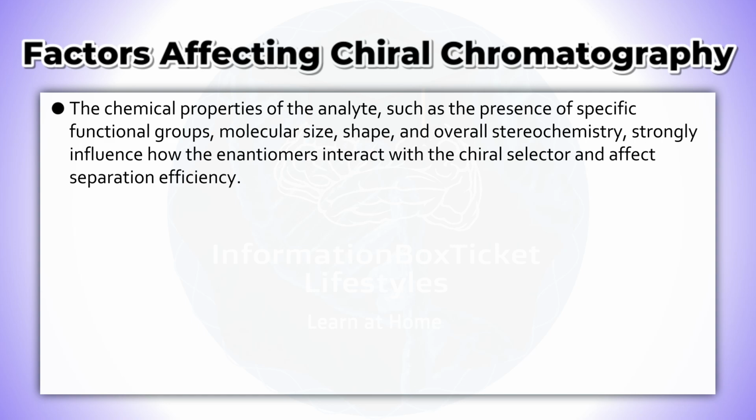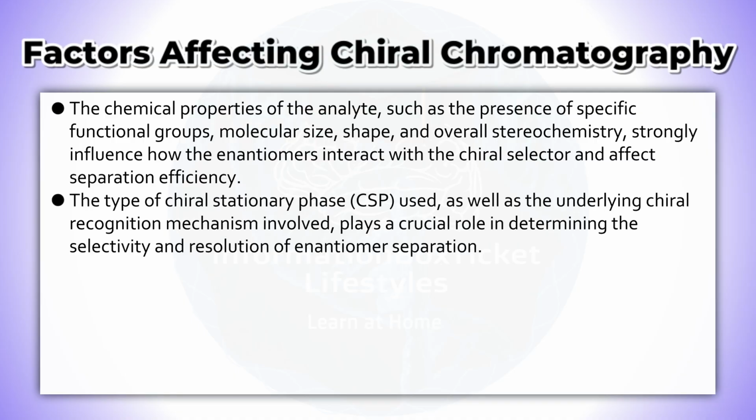The chemical properties of the analyte, such as the presence of specific functional groups, molecular size, shape, and overall stereochemistry, strongly influence how the enantiomers interact with the chiral selector and affect separation efficiency. The type of chiral stationary phase, CSP, used, as well as the underlying chiral recognition mechanism involved, plays a crucial role in determining the selectivity and resolution of enantiomer separation.